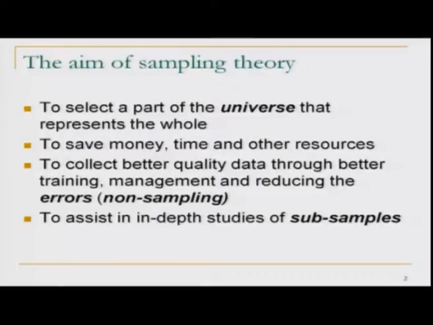Precisely the aim of sampling theory is to select a part of the universe or population that represents the whole, and to save money, time and other resources. You require much less money, time and other resources to study 20,000 units rather than 5 lakhs. And to collect better quality of data. Why better quality of data from samples?